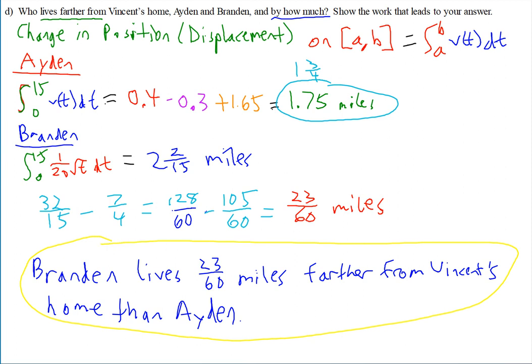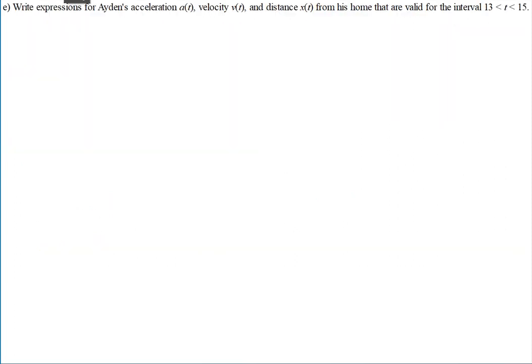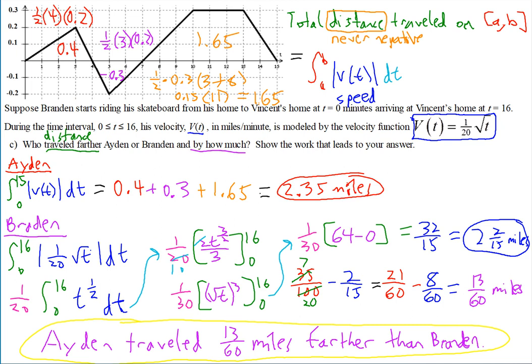All right, one last thing here. Here it asks us to write expressions for Aiden's acceleration, velocity, and distance from his home that are valid from the interval 13 to 15. So notice it's not for the whole function, just for this section right here. We want the acceleration, velocity, and position functions.